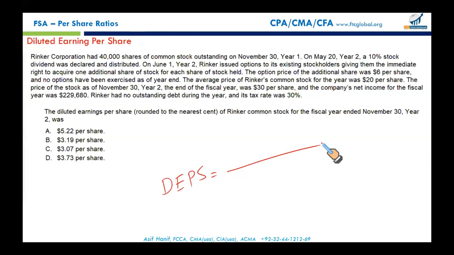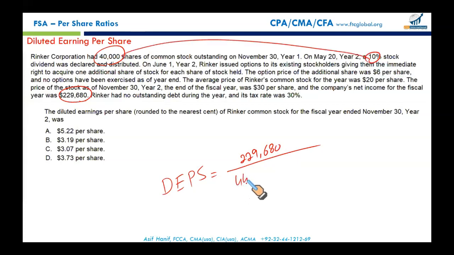What we have is the income available to common stockholders, the same number as in the previous question, 229,680. And we have the same number of shares, 40,000, increased by the 10% stock dividend, 44,000, that's in the denominator. Now we have to give the impact of options in the denominator.